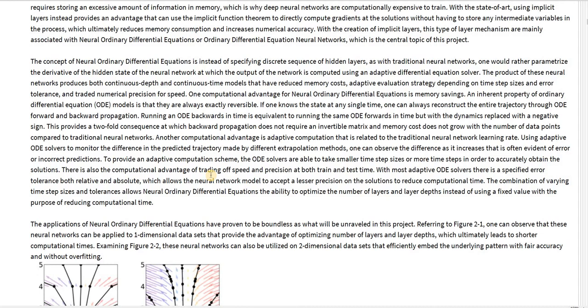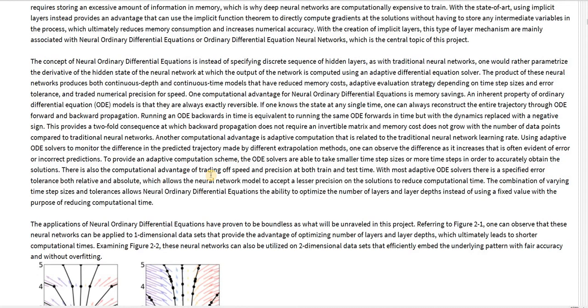So instead of specifying a discrete sequence of hidden layers, neural ordinary differential equations parameterize the derivative of the hidden state of the neural network, and the output of the network is computed using adaptive solvers. The product of this is that these neural networks produce not discrete but continuous depth and continuous time models that ultimately reduce the memory costs and give you adaptive evaluation strategies, which vary the time steps as well as the number of layers according to an error tolerance. And by trading off numerical precision due to this accepted tolerance, we're able to increase the speed of our neural network.